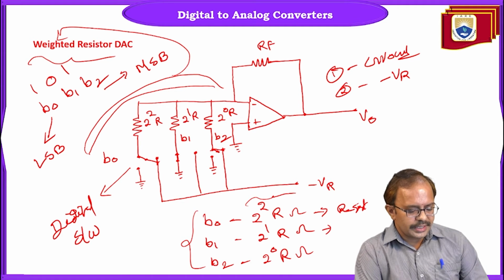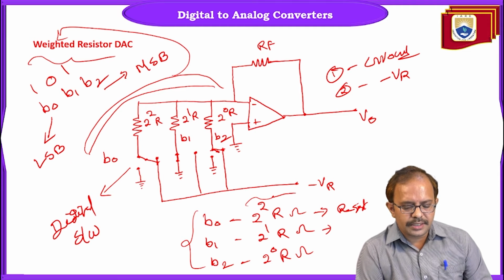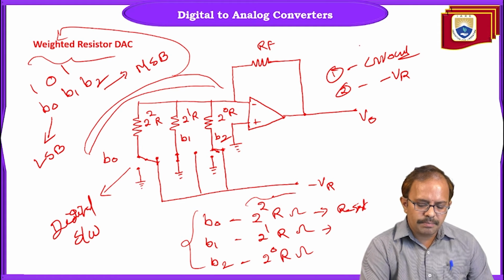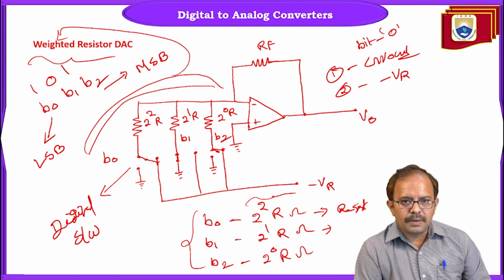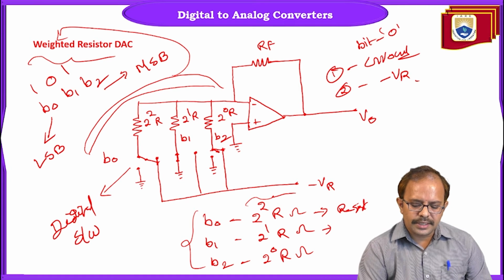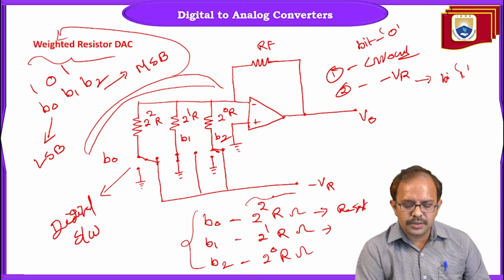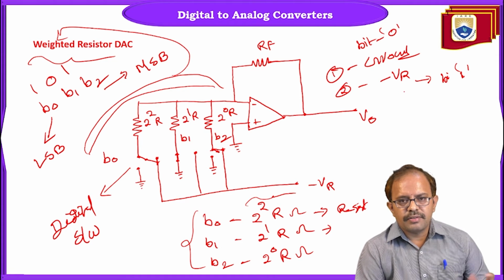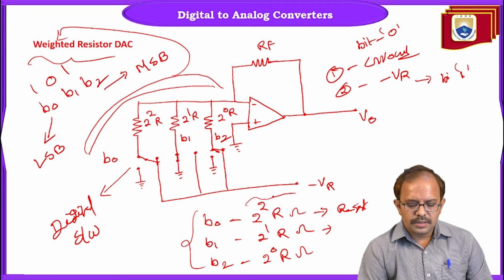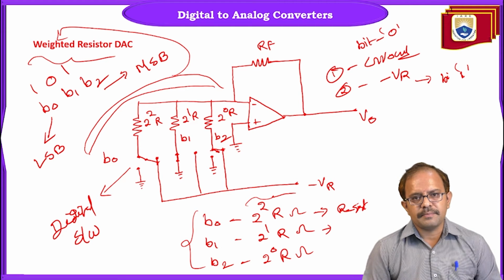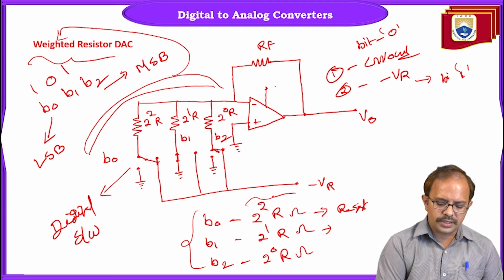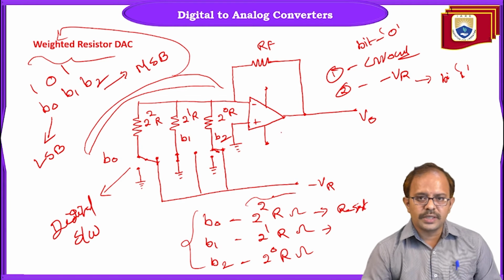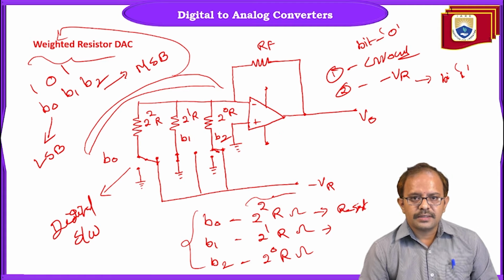So on what conditions will the switch be connected to the ground? If the incoming bit is 0, for binary 0. For binary 1, the switch will be connected to the reference voltage. This is the design. Here, IC741 itself can be considered to design your DAC, right?